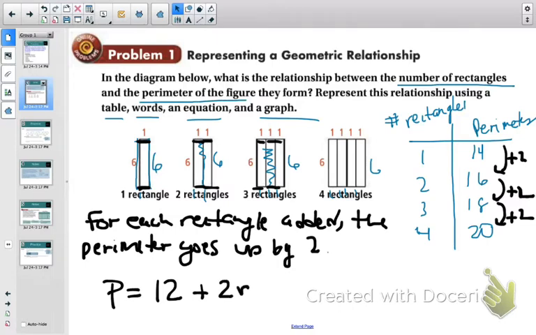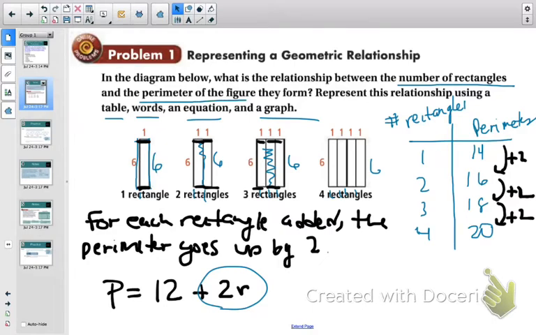So you're adding 2 per each rectangle. I'm going to say R for rectangle. And that's your equation. So if you have 1 rectangle, you just plug a 1 in for R. And then 12 plus 2 is 14. So we get 14 here. If you plug a 4 in, 2 times 4 is 8. 8 plus 12 is 20. So you get 20 here. So this 12 here is what remains constant. That's the same throughout. The 2R, that's what's changing. So you're adding 2 for every rectangle that you tack on there.